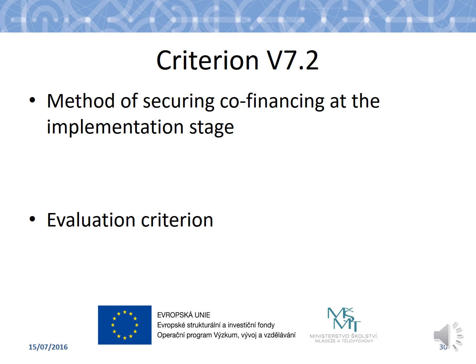Criterion V 7.2 method of securing co-financing at the implementation stage. Applicants are required to provide the prescribed amount of co-financing. Depending on the nature of applicants, this amount will mostly be 5% of total eligible project costs. The applicant will specify the manner to fulfill this obligation at the appropriate tab in the application for support. Criterion V 7.2 is evaluation criterion.